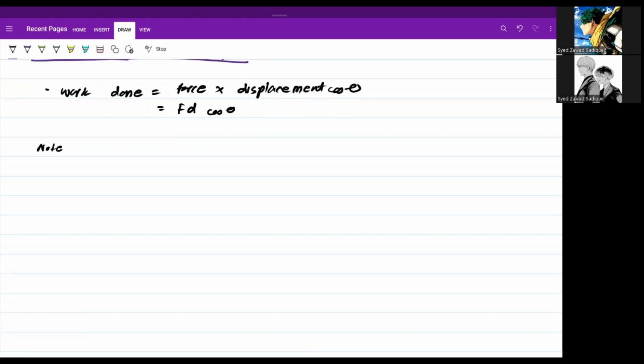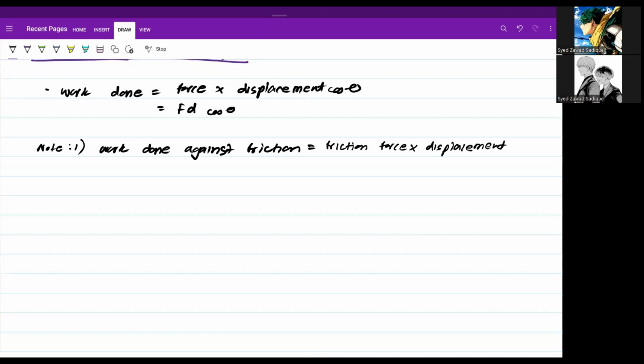Note that, so two notes. That is, work done against friction equals friction force times displacement cos theta. This is the same, which equally comes as Fr times d cos theta.